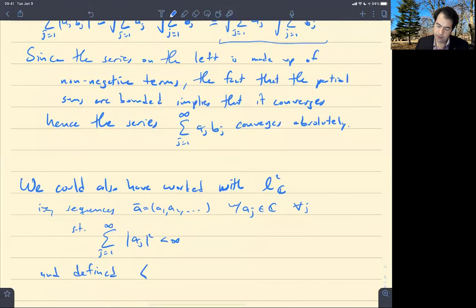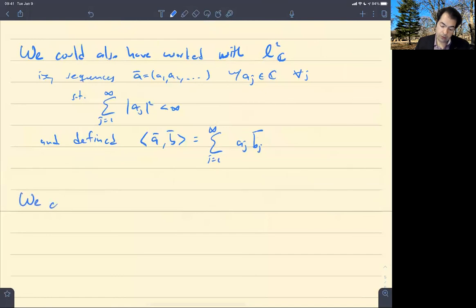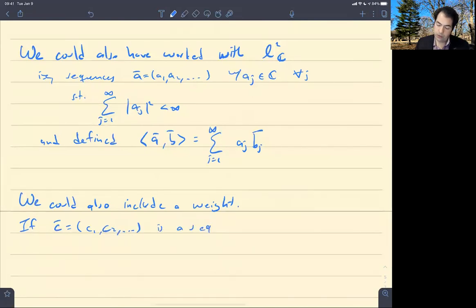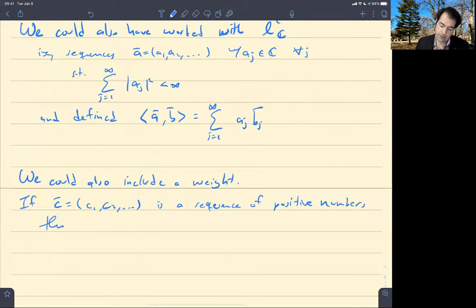And we define an inner product of a and b to be the infinite sum of aj bj bar. We could also include a weight. So if c1, c2, and so on is a sequence of positive numbers, no convergence requirement, just a sequence of positive numbers, then the inner product of two sequences a, b, you can define to be the sum j goes from 1 to infinity of cj times aj bj bar. This is an inner product.